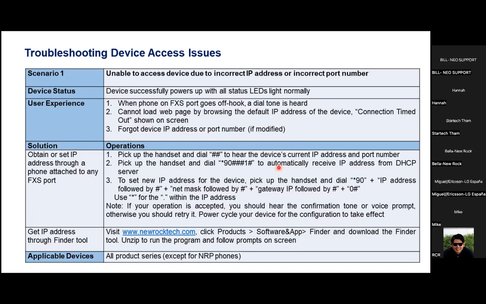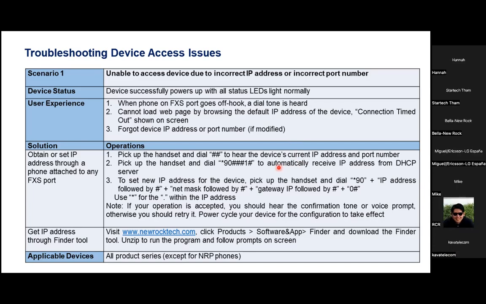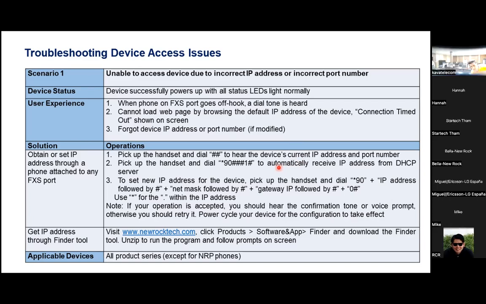The third but not the least is to set a new static IP address for the device. Here, you just have to pick up the handset, then dial *90 plus the network parameters. So what are these network parameters? After the *90, you need to add the IP address followed by the number sign, then the netmask address followed by the number sign, plus the gateway IP followed by the number sign. Then to end it, add 0 and the number sign.